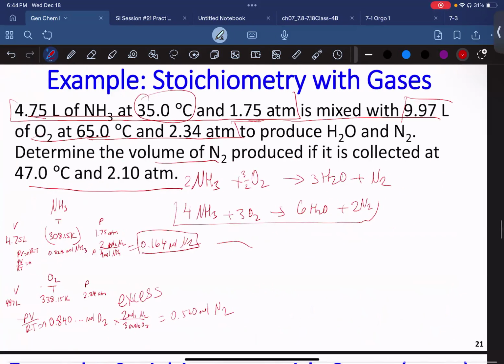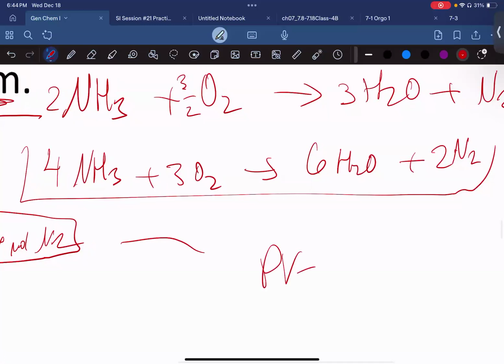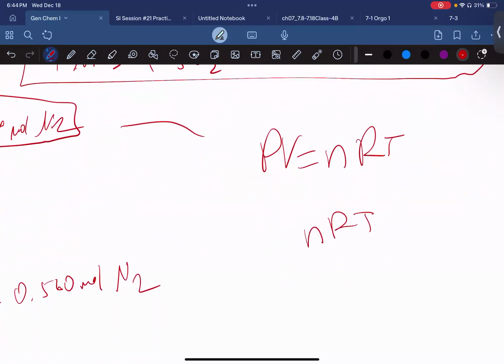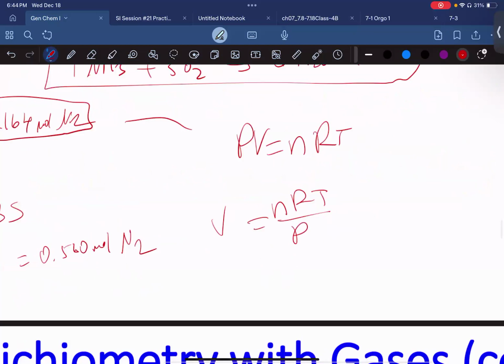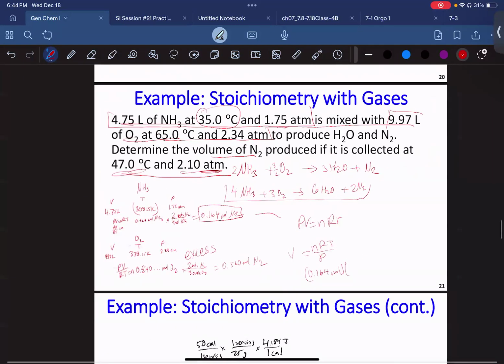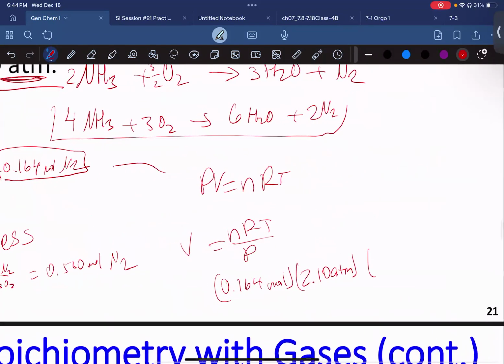So now that we have moles, we also know the pressure and we know the temperature. We don't know the volume, so we have to solve for that. So we have PV equals nRT. We use this moles and we solve for V. So it'd be nRT over P equals V, right? So you take this moles, 0.164 mole, times the gas constant, and the temperature is 47 degrees Celsius, or 47 plus 273.15, that's 320.15.